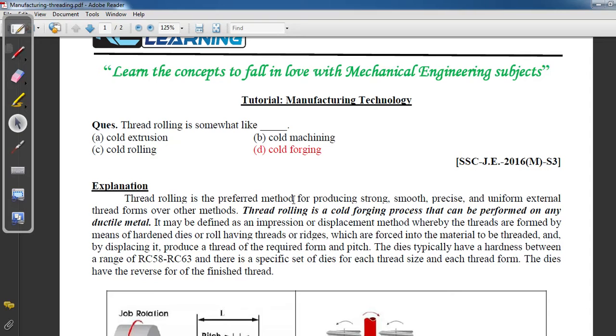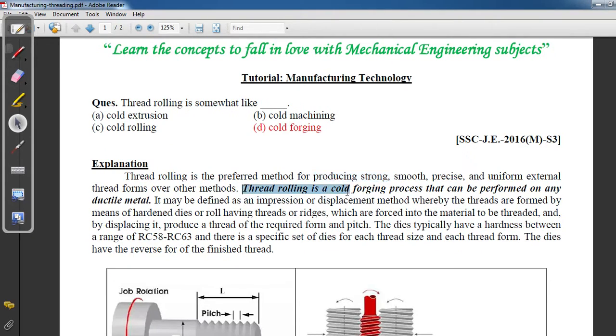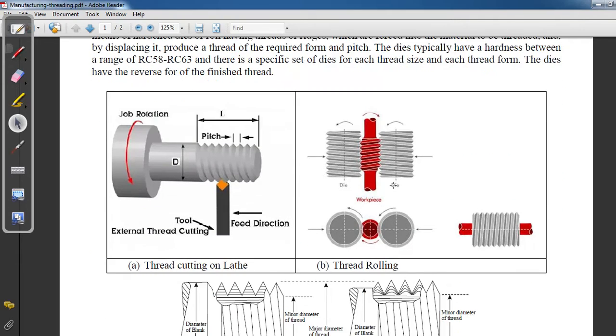Thread rolling is a preferred method for producing strong, smooth, precise and uniform external thread forms over other methods. Thread rolling is a cold forging process that can be performed on any ductile metal. So it is a cold forging process. Let's see what this process is.